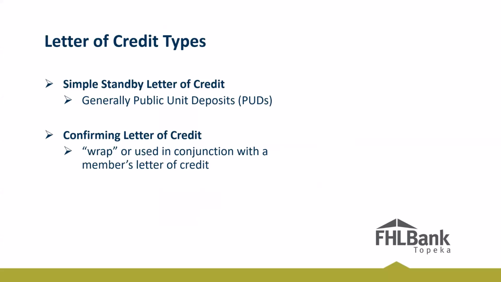Getting into the webinar, the first step is what types of letters of credit we have at FHLB. A lot of you are probably familiar with the first one, our simple standby letter of credit. That is what probably 99% of you use as a letter of credit. Another one we have, which not very many people know about, is our confirming letter of credit. There are reasons that one isn't used as much. It gets a little more complex than our standard letter of credit.